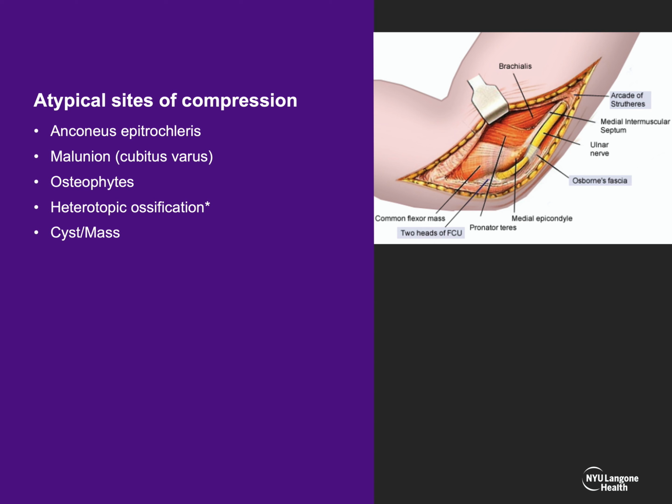Osteophytes. If someone has pretty significantly advanced osteoarthritis and osteophytes around the medial epicondyle. And then heterotopic ossification, cysts, masses, also just think of that. If someone has really significant heterotopic ossification of the elbow after an elbow fracture dislocation, if you're going to release the elbow, you have to explore the medial side and release the ulnar nerve, because that ulnar nerve could be encased in bone.